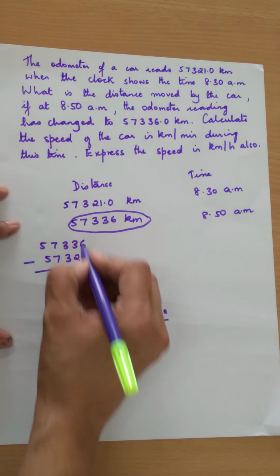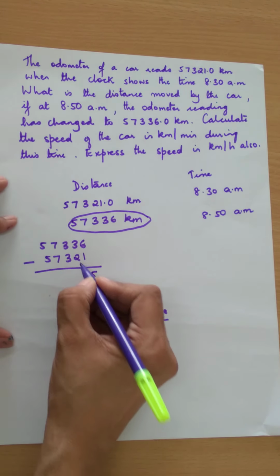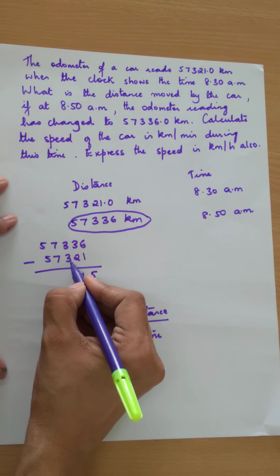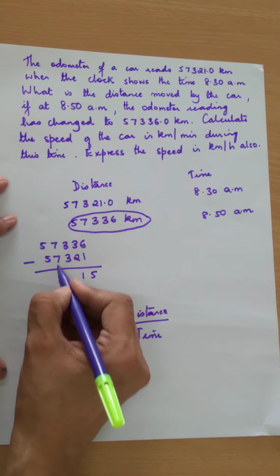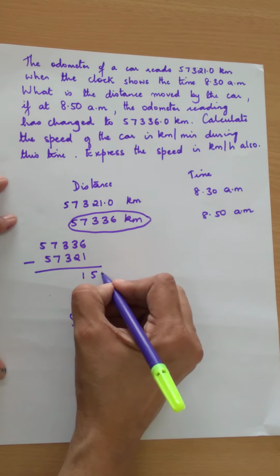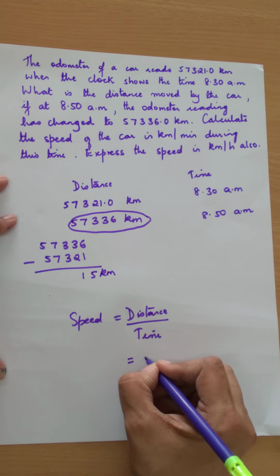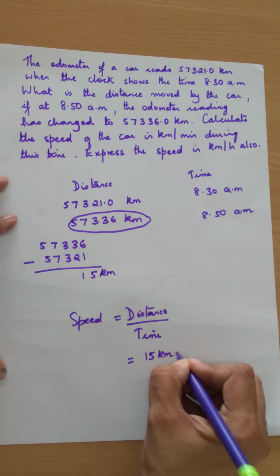Okay? So when you subtract, you will get 5, 6 minus 1 is 5, 3 minus 2 is 1, 3 minus 3 is 0, 7 minus 0 is 7, 5 minus 5 is 0. So you get 15 kilometers. So the distance here is 15 kilometers.